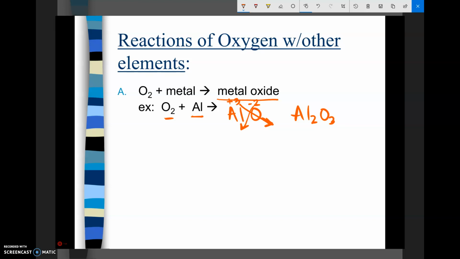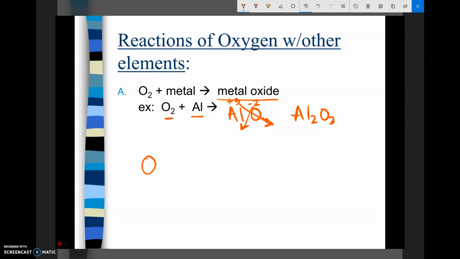And then if you want to, you can balance it. You don't need to balance these questions unless it says write a balanced chemical equation, or if it says write a chemical equation. Whenever you see chemical equation or chemical reaction, that also means balanced. So that is what this would be. Okay, let's do another one.